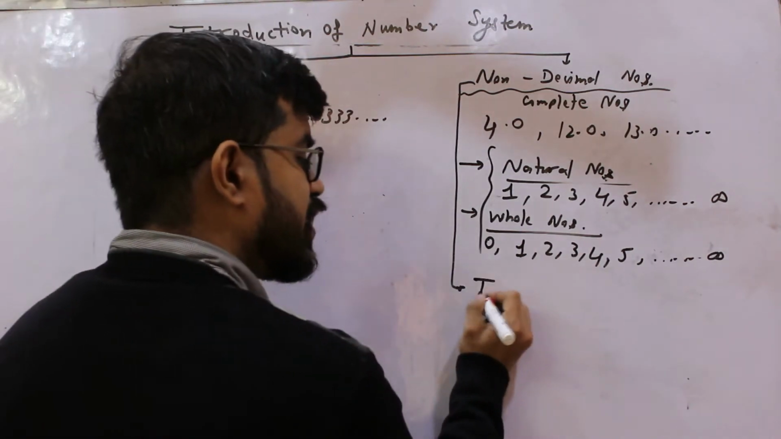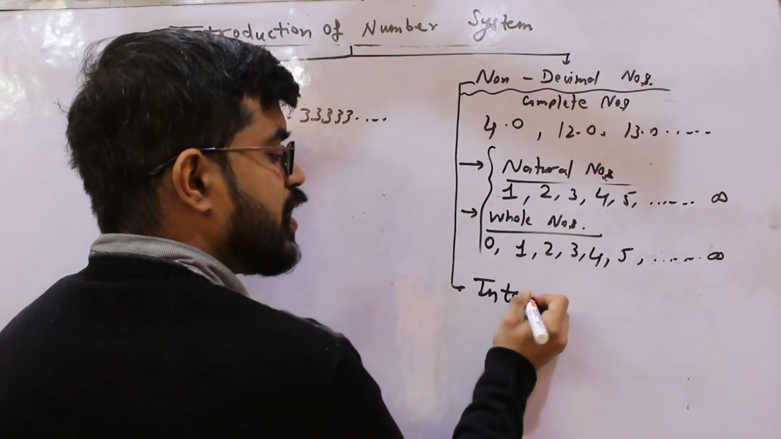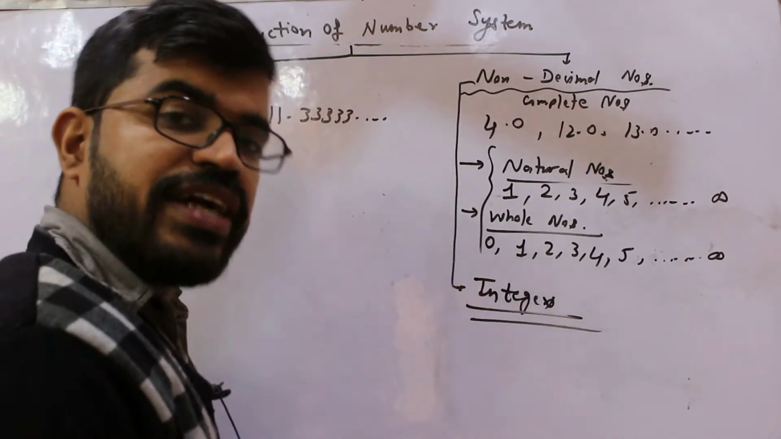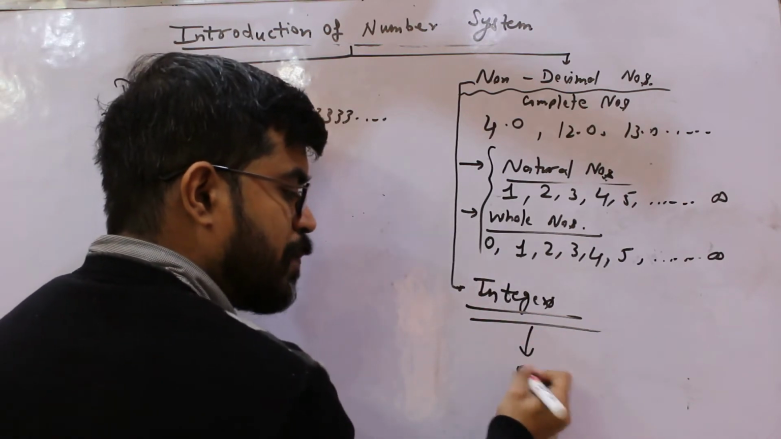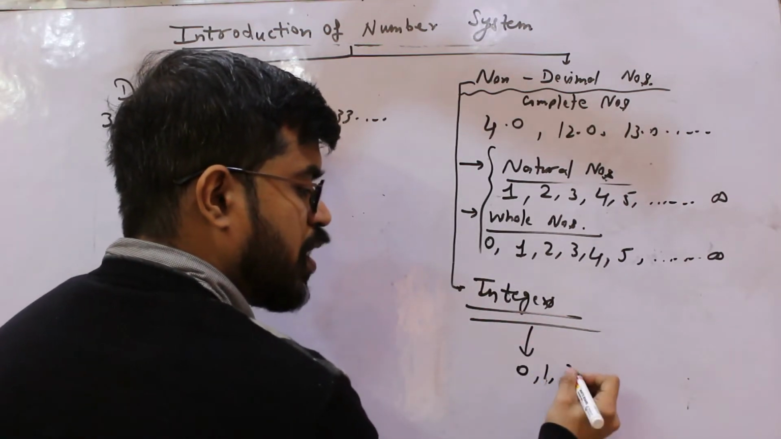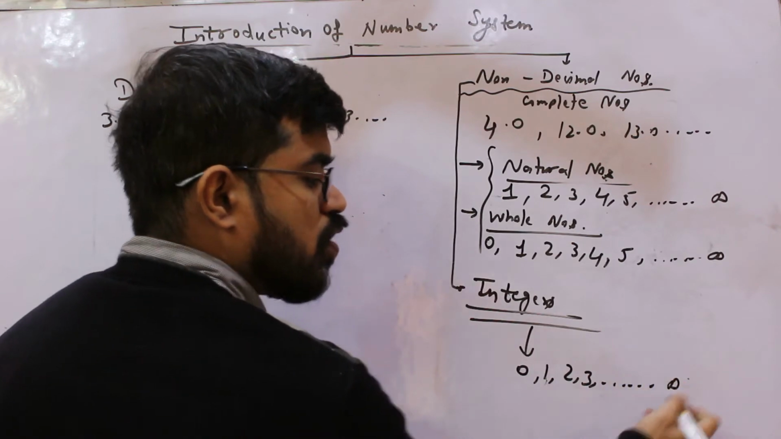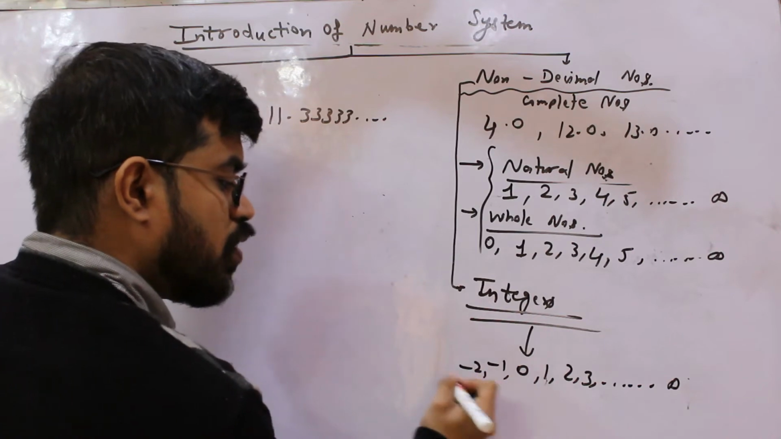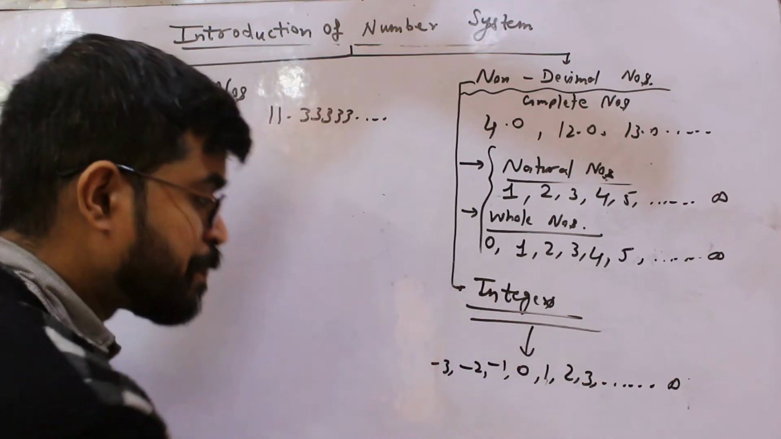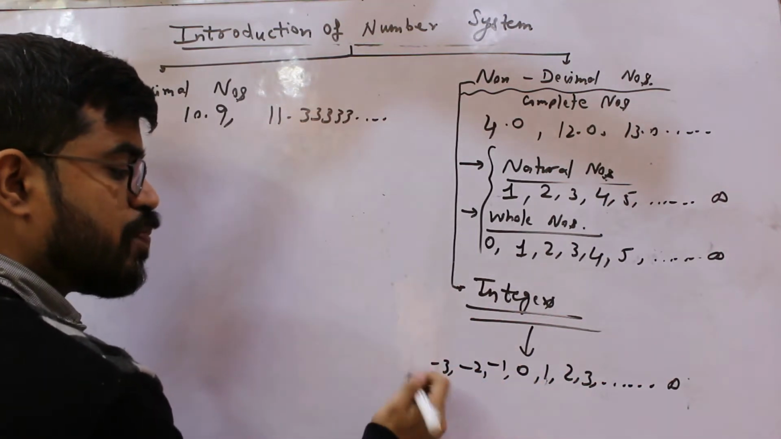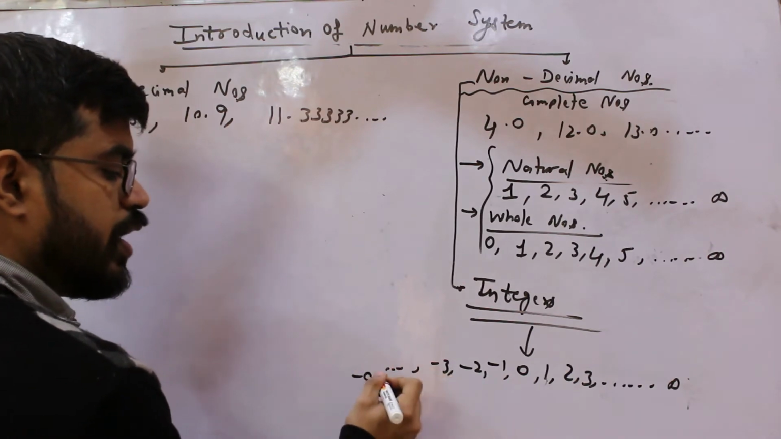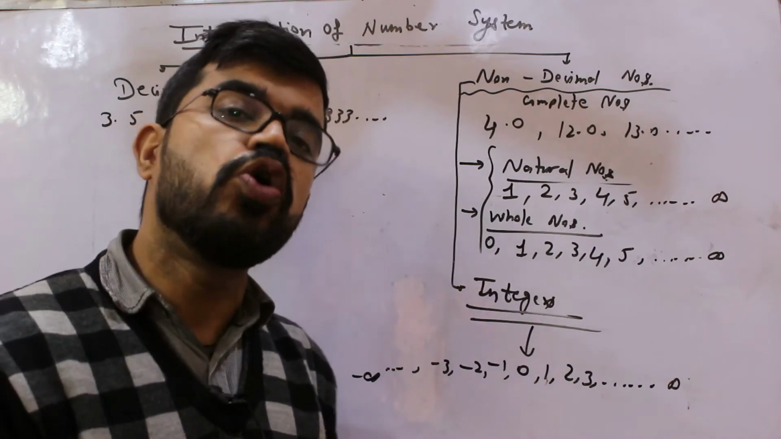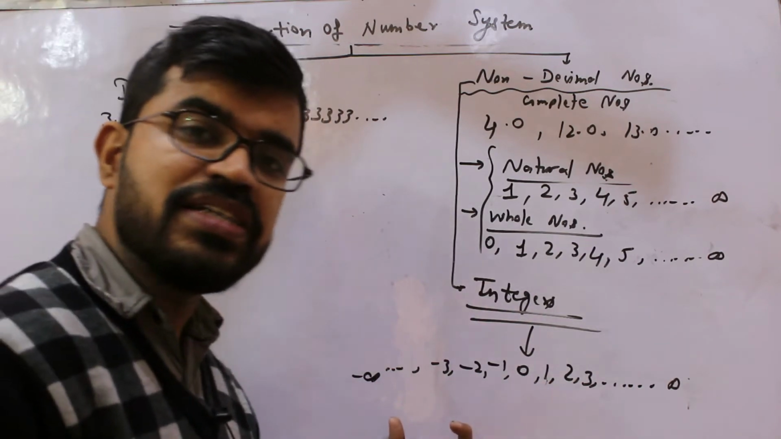However, there is another category of non-decimal numbers, and that is integers. Integers are the set of all whole numbers, 0, 1, 2, 3, of course going to infinity, and all negative numbers are also part of integers. Say 0, -1, -2, -3, and so on, going to infinity. So the set of integers includes both positive numbers as well as negative ones.